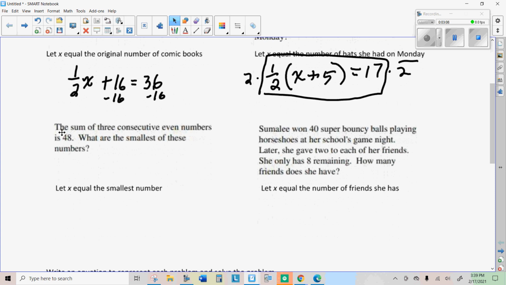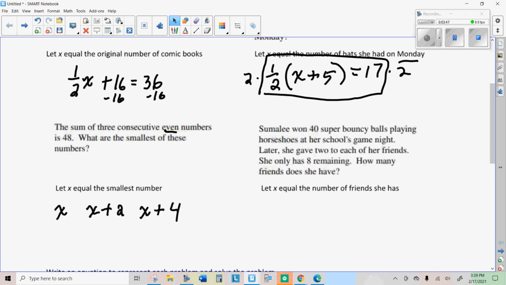The next one says the sum of three consecutive even numbers is 48. What is the smallest of these numbers? So even numbers are two apart, like 4, 6, and 8. We're going to let x be the smallest one. So the next one after x, let's just pretend for a moment x is 10, some even number. Then the next consecutive even number would be 12, which would be 2 more than x. And then the next one after that would be 2 more than the last number, which would be 4 more than the first number.